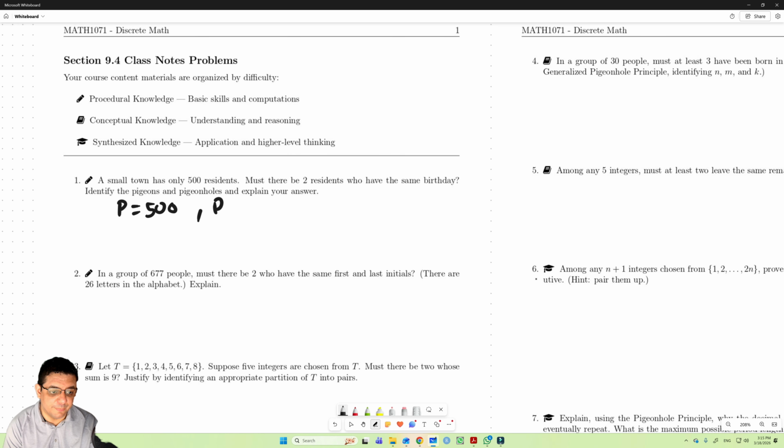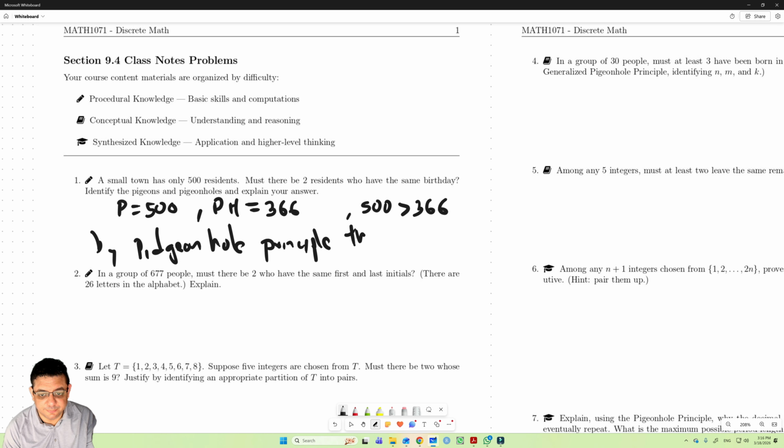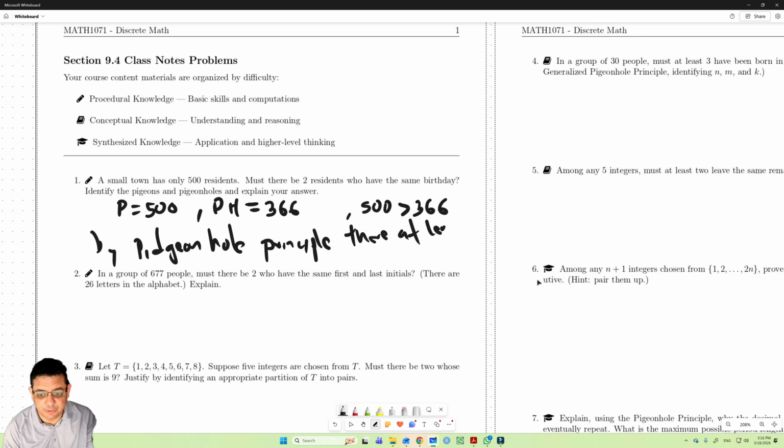and the pigeonholes are going to be the days of the year that we can have for a birthday. So we're going to have 366. Let's assume the normal 365 and maybe one of the years that has February 29. So we're going to go with 366. Now, notice that 500 is bigger than 366. And so by the pigeonhole principle, there is at least two people with the same birthday.